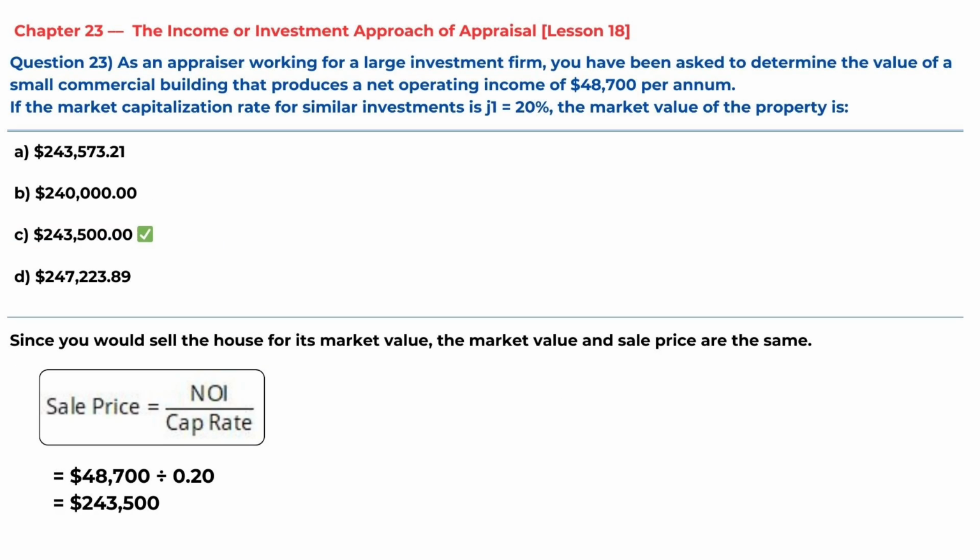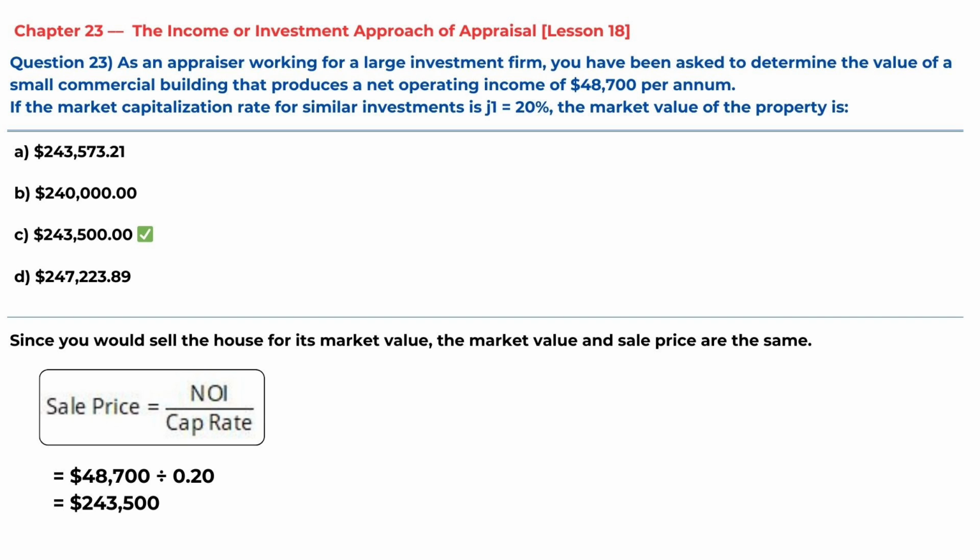Question 23. As an appraiser working for a large investment firm, you have been asked to determine the value of a small commercial building that produces a net operating income of $48,700 per annum. If the market capitalization rate for similar investments is J1 equals 20%, the market value of the property is. Since you would sell the house for its market value, the market value and sale price are the same.